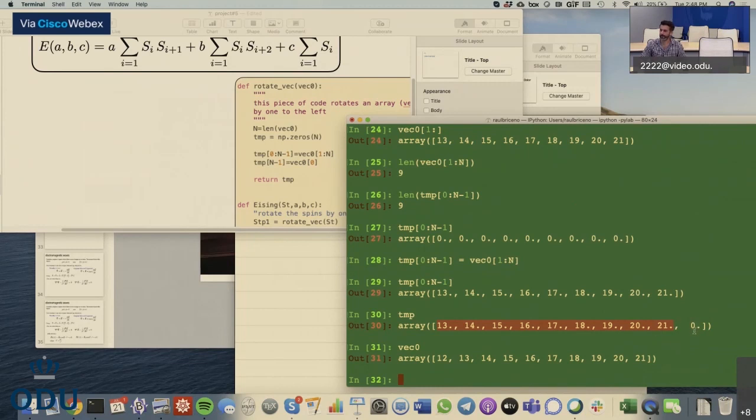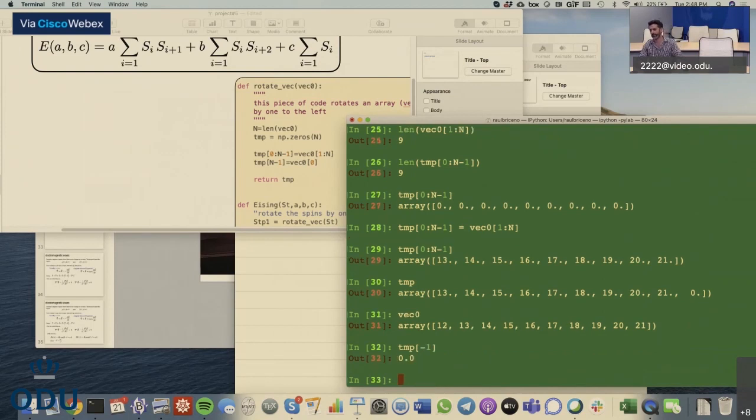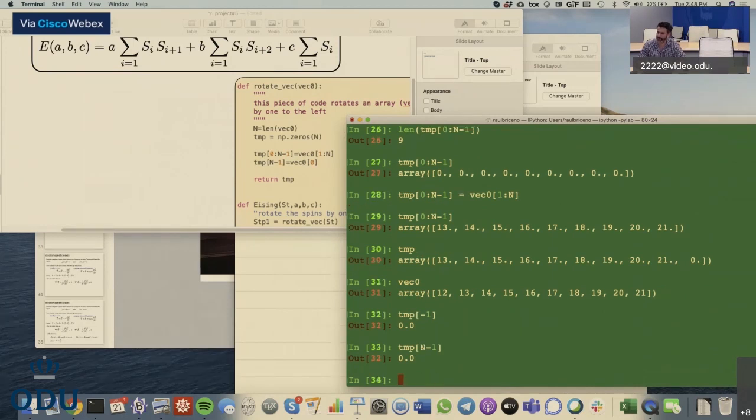But I'm not done, right? I still got to replace the last one, right? And so, again, I can use different things. So I can use, this should work. Yeah, this works, good. Okay, so temp -1, or I can use temp n-1. This should also work, good. Okay, either one of these work.